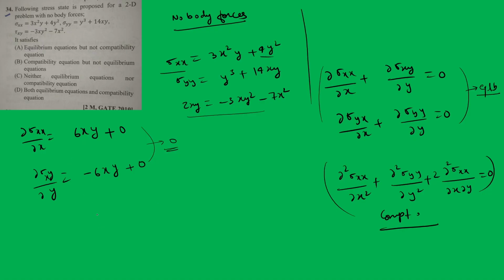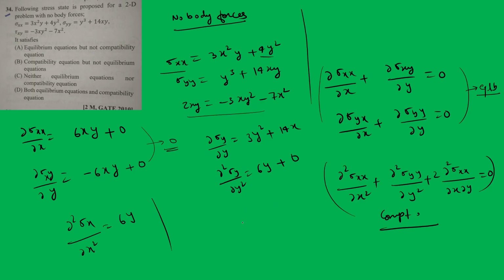Compatibility equation: dou square sigma x by dou x square. So dou sigma x by dou x, and if I do dou square sigma x by dou x square, what would we get? 6y. And if we find dou square sigma y, let's find dou sigma y by dou y first. What would that be? 3y square plus 14x, and dou square sigma y by dou y square is 6y plus 0.